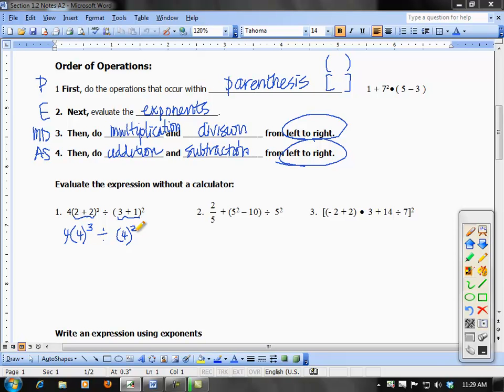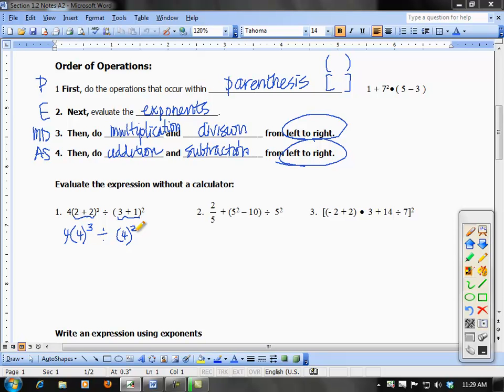squared. Now the question is, did I really need the parentheses again? And the answer is no. Once I've done the addition and subtraction inside, those are really considered multiplication symbols now. Okay, but we've done our P. Now let's talk about exponents.